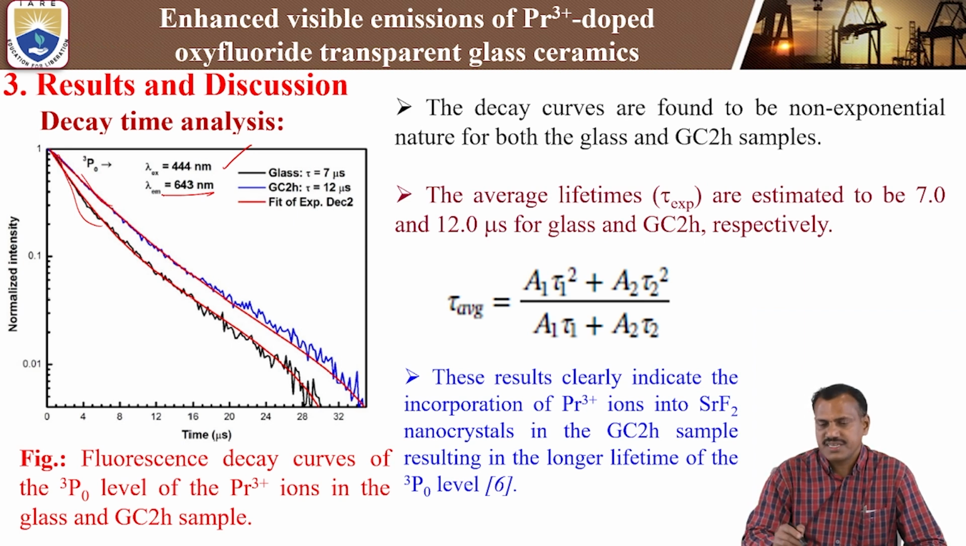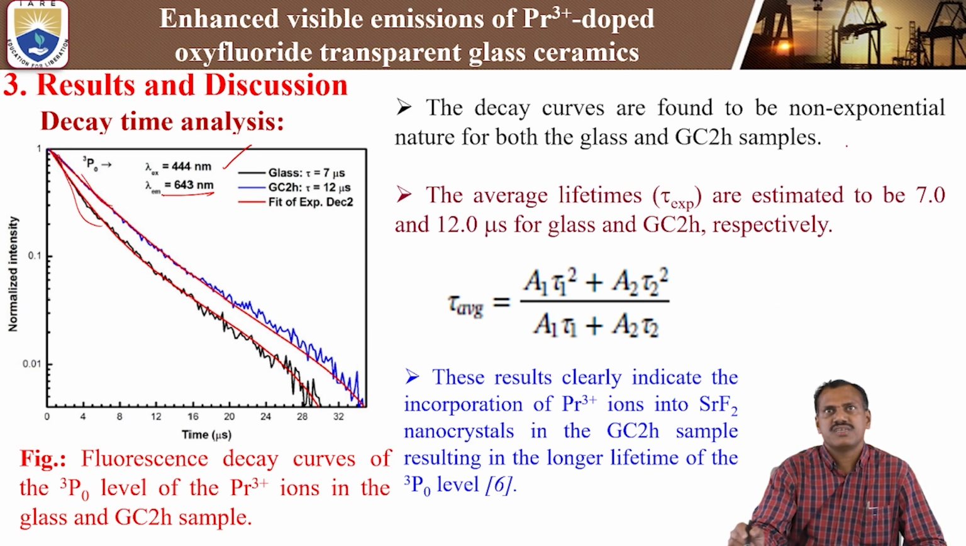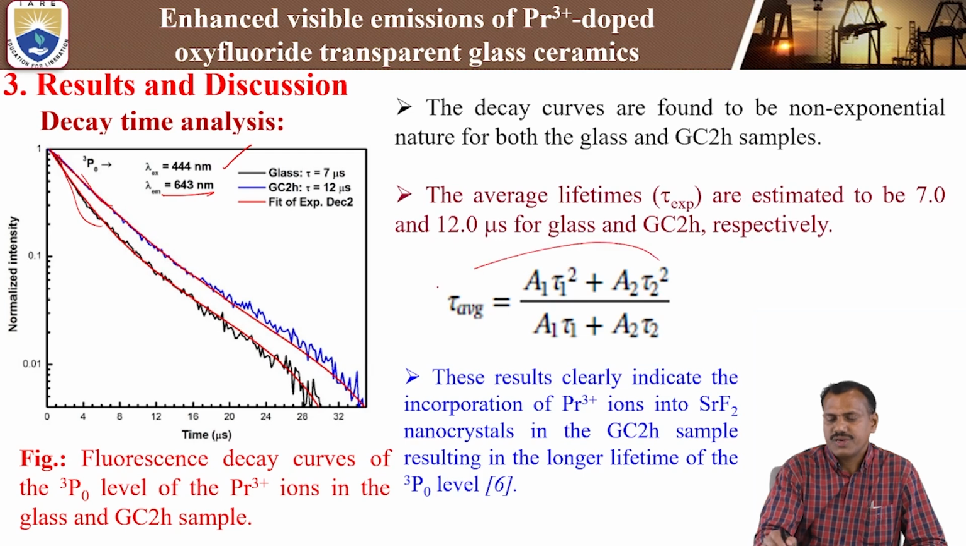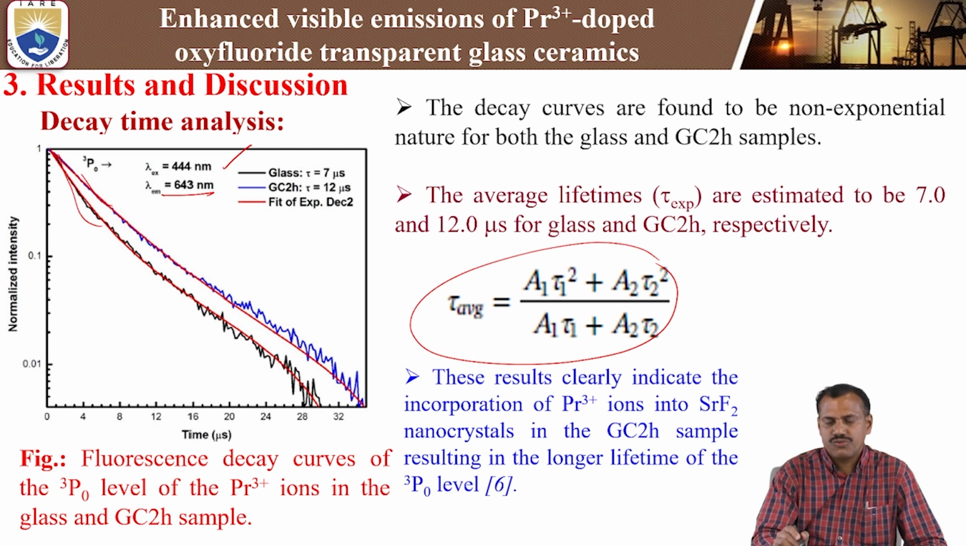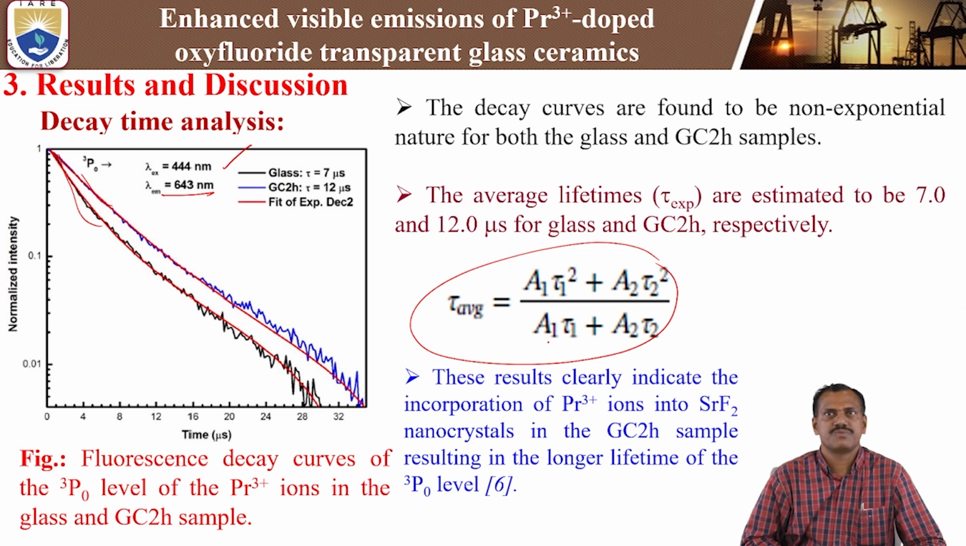This is completely non-exponential in nature. It is well fitted by this equation. The lifetime measurements are carried out by using the average tau, that is A1 T1 squared plus A2 T2 squared. Since this is non-exponential, we are getting two parameters, that is A1, A2, T1, T2. By using this formula only, we are calculating the experimental tau value.